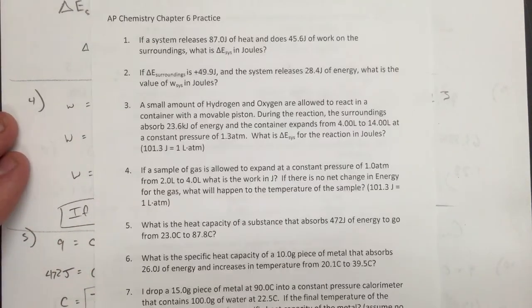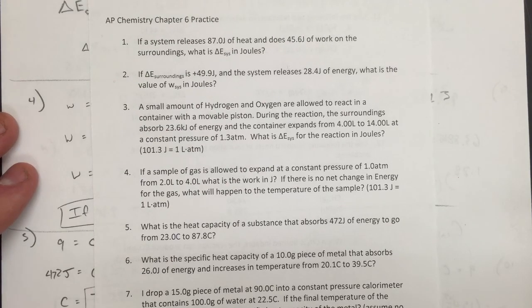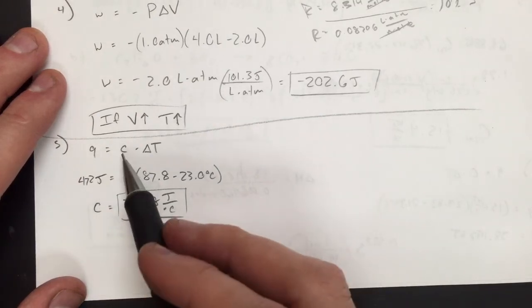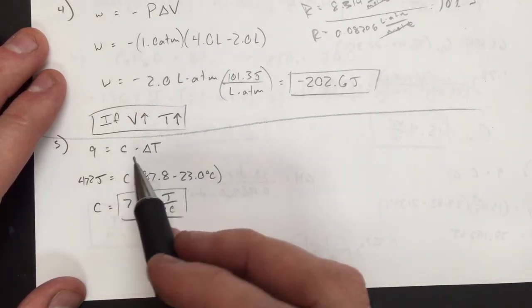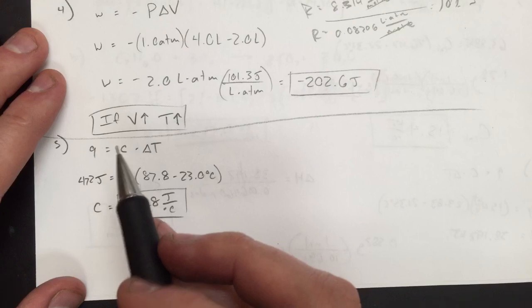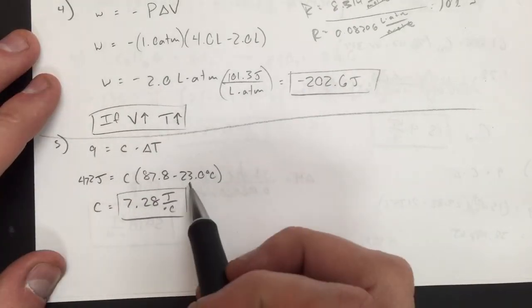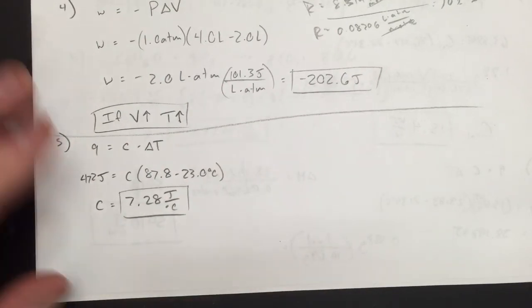Number 5, what is the heat capacity of a substance that absorbs 472 joules of energy and goes from 23 to 87? We're just going to use Q equals C delta T. That is heat capacity, not Q equals S M delta T. That is specific heat capacity, or just most of the time called specific heat. So we substitute in for Q and for delta T, and we get a C of 7.28.